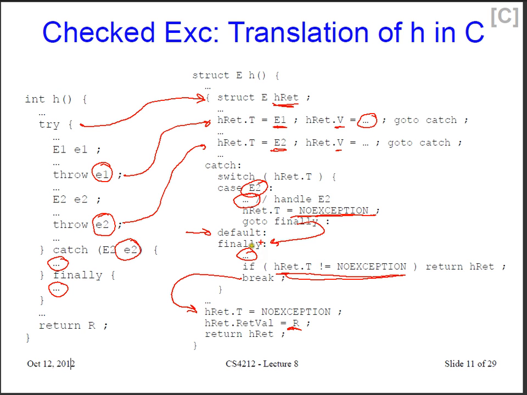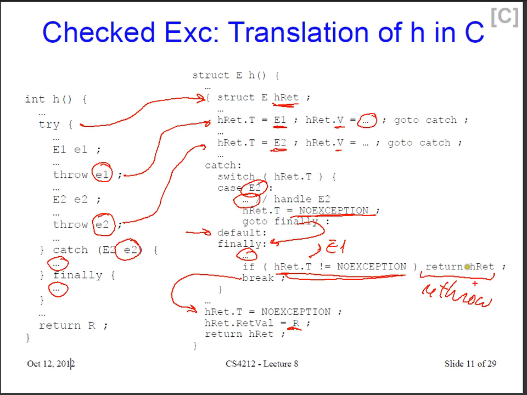We haven't executed anything. We go through finally, and when we reach the end, we find out that the exception has not been handled yet. There's no piece of code that would assign T to no exception. So this will be true. T is still E1, so it's not equal to no exception. So in which case we rethrow.